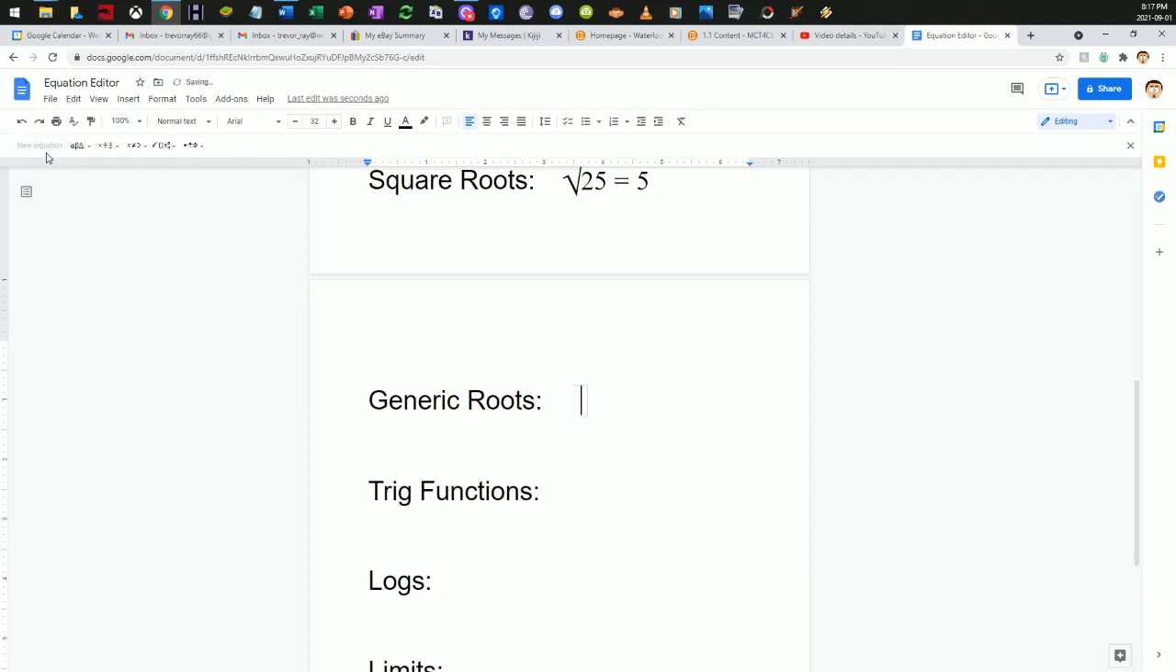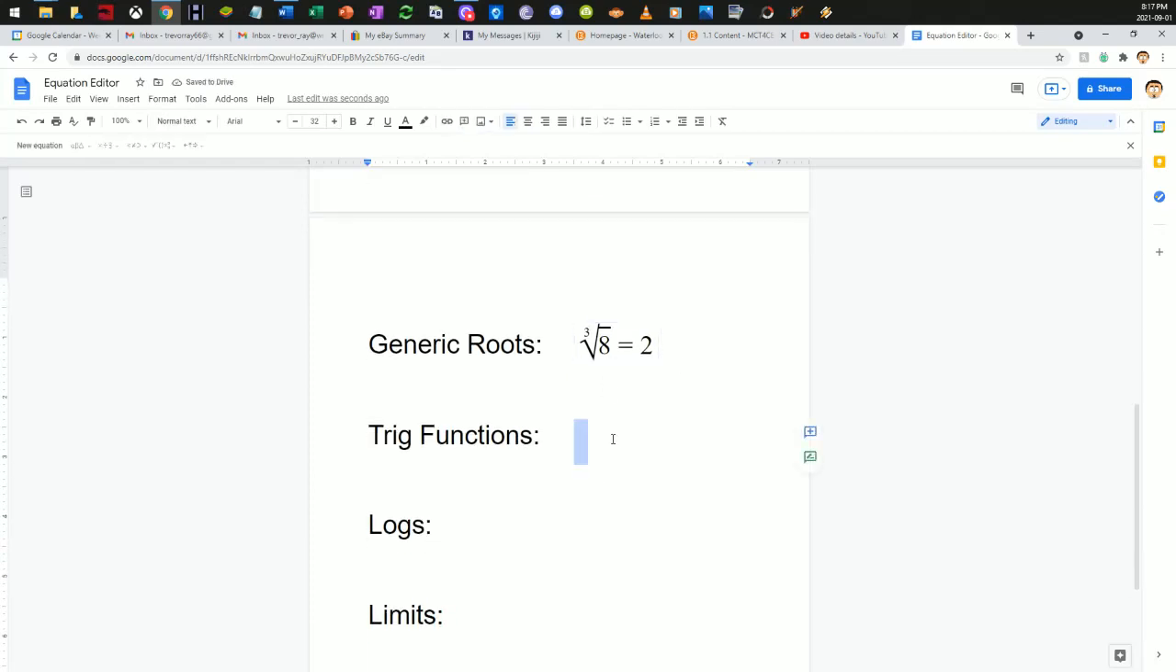Same way, insert equation or new equation. That one. And you can do the third root of 8 equals 2. Trig functions. We're going to look up here, and I'm going to point out that, oh look, I don't see anything. Nothing for trig functions. We can still cheat a little bit.